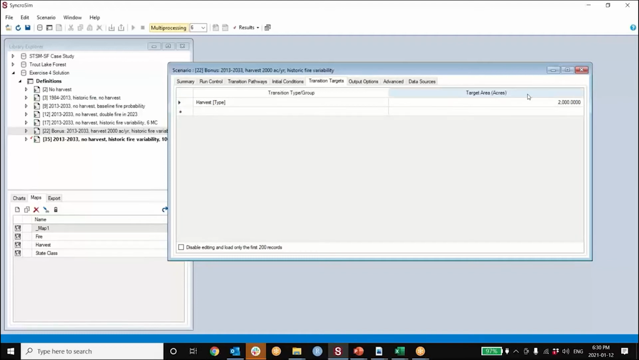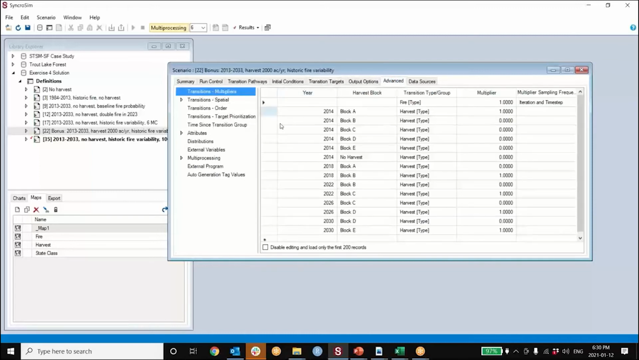So we set our target for area harvested to be 2,000 acres per year. We set it once here, and now we asked you to go over to the multipliers and add some multipliers in here to scale the targets up and down. So that's just to point out, first of all, that when you apply multipliers, they apply to both probabilities and to targets, anything to do with a transition. So they can apply in both ways. And so here we're using the multipliers.